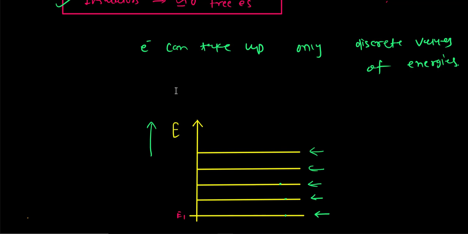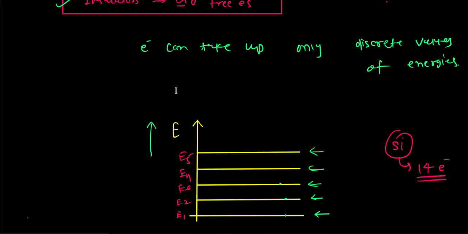Let's say this is E1, this is E2, E3, E4 and E5. So either an electron can take up E1, E2, E3, E4 or E5. In between E4 and E5, or in between any two levels, there cannot be any electron, okay? Now that is fine. Now when we are talking about, let's say, the silicon atom, silicon has 14 electrons, yes?